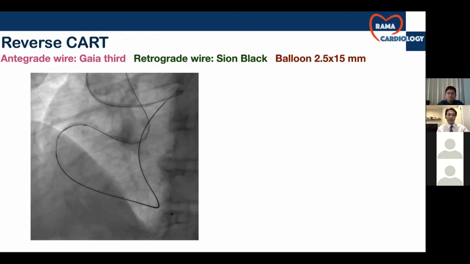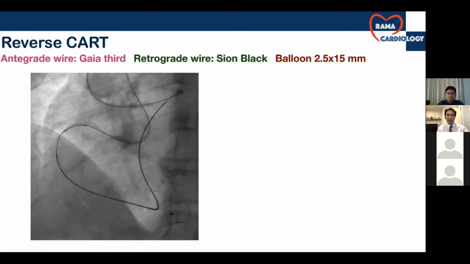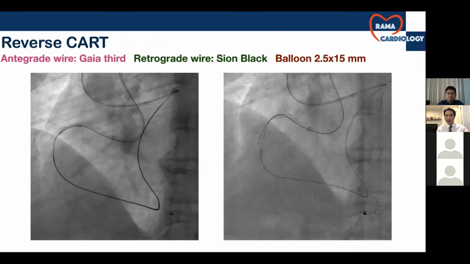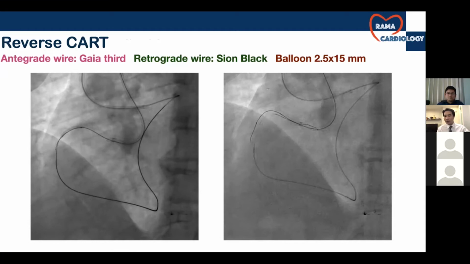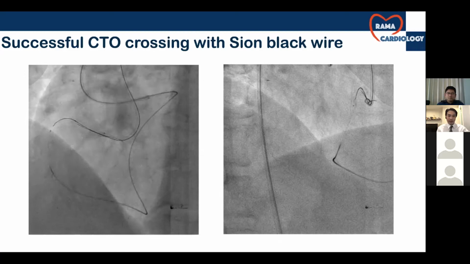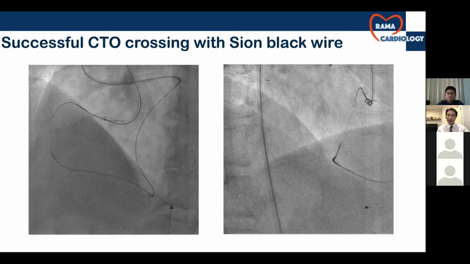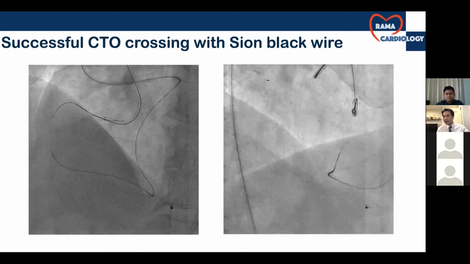I do the balloon dilatation with the 2.5 balloon at low pressure. And after that you can see the Xiong back. I can manage the Xiong back to the proximal RCA. I try to put the Xiong back into the guide wire, but you can see the Xiong back went to the ascending aorta. I use the IO wire to facilitate the crossing of the retrograde wire to the anticoagulant guide catheters.